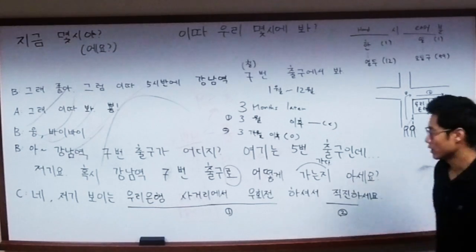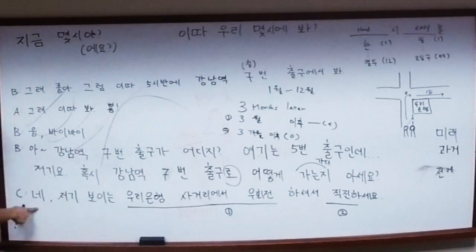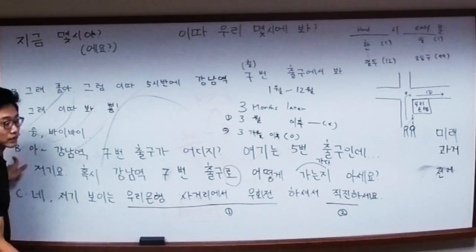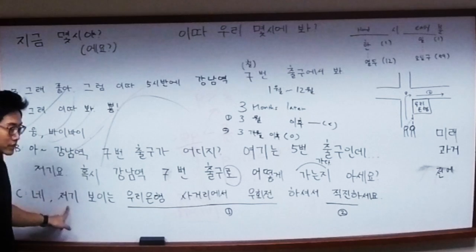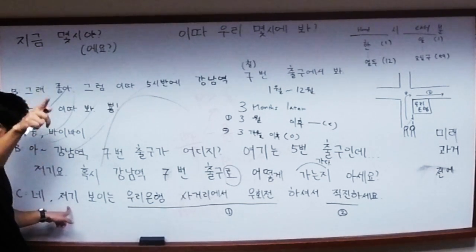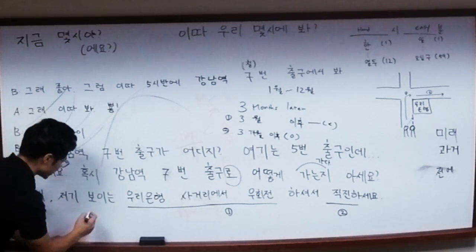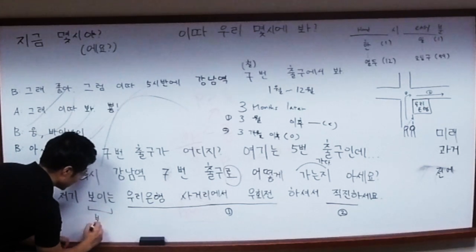Okay. So first of all, 네. So he's kind enough to accept, agreeing to show this person how to get to the place. Okay. 네. 저기 is there, right? 저기 is there. 보이는. But the infinitive form is 보다.